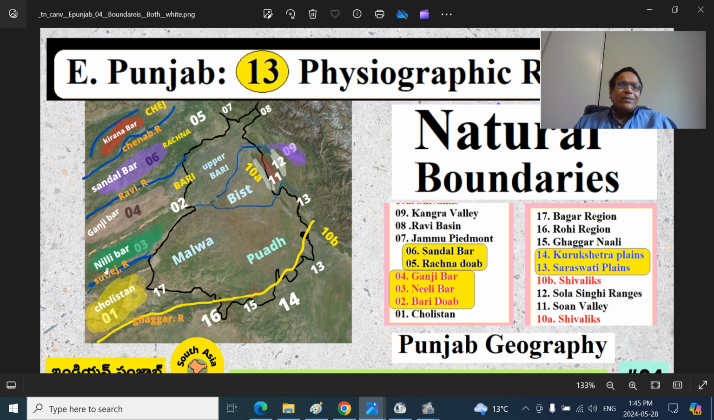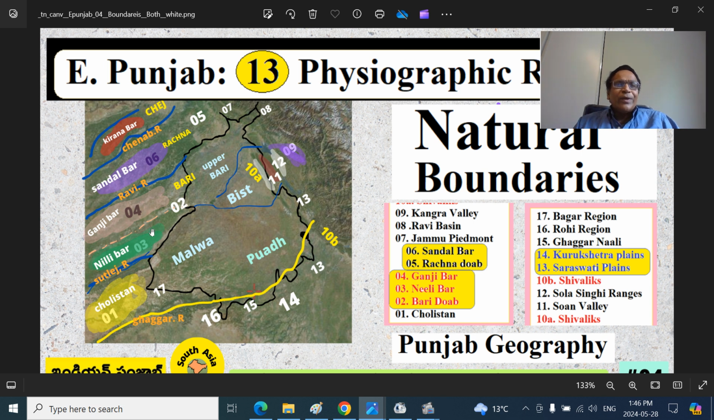So this is the Lalpur Shahiwal region. This is the Burewal, Arifwala, Kasur, and all those regions. Now in West Punjab, the Nili Bar and Ganji Bar in the Bari Doab. So we covered that. Then the Rechna Doab.